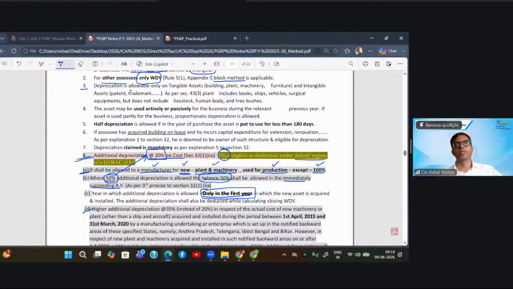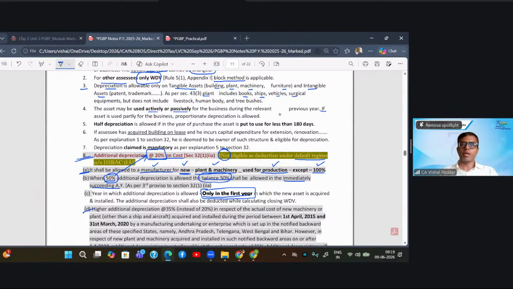Next, depreciation can be claimed both on tangible as well as intangible assets. Within tangible, you have building, plant, machinery, furniture. Plant is defined to include books, ships, vehicles, surgical equipment, etc. Next, an asset may be used actively or passively. Actively means you yourself are using it, passively means you have given it to someone else to use. Both are eligible for depreciation.